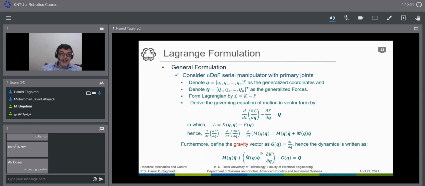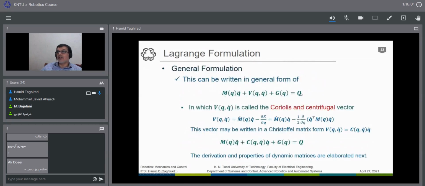And partial K with respect to q, we should do a lot of calculation here. Of course, we don't do it by hand, we do it by Maple and MATLAB, but these two parts are very easily found without doing any derivative. We also call this one another term, so we have three terms here. We put the three terms like this: the mass matrix times q double dot, the gravity vector, and this one we call V. These are the Coriolis and centrifugal vector.